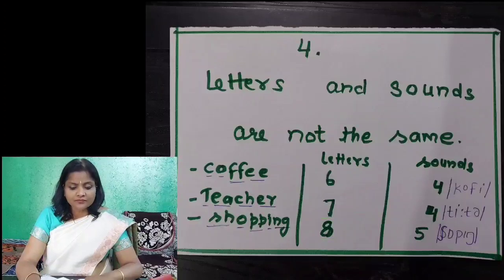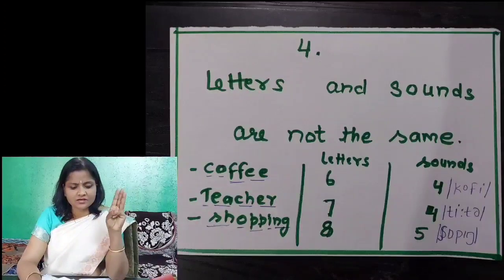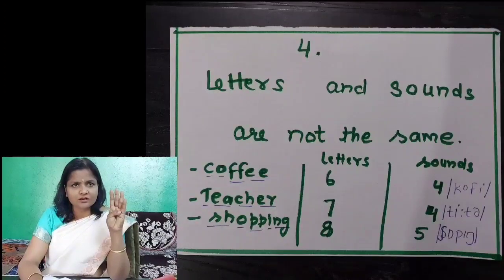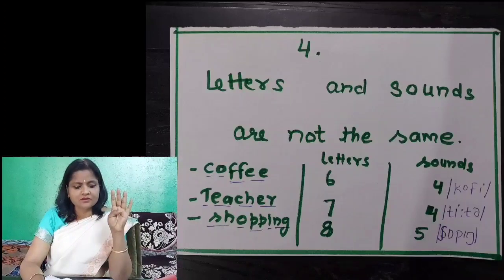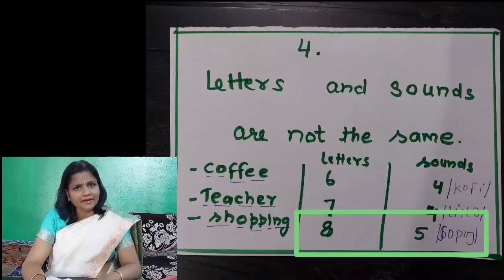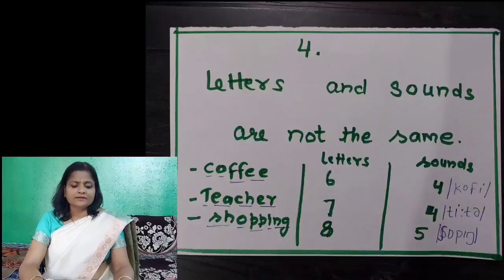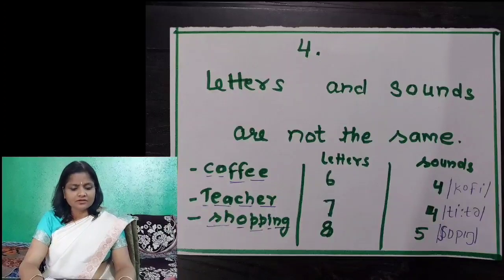Now sounds. SH, sh, O, 2 sounds. P, 3 sounds. Then 4 sounds and 5 sounds. Shopping. 5 sounds are there. So letters are 8 but the sounds are 5. So the number of letters and the number of sounds are not the same here.